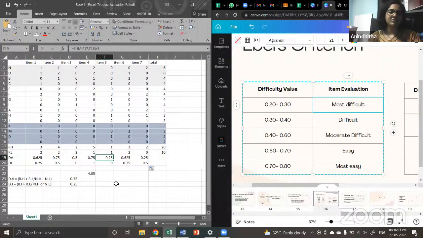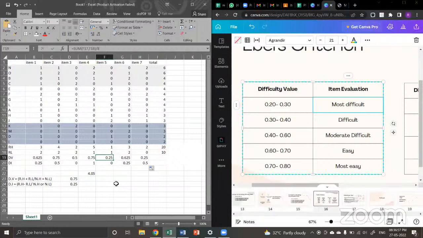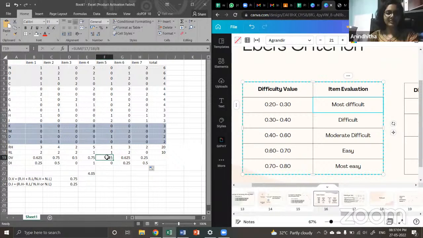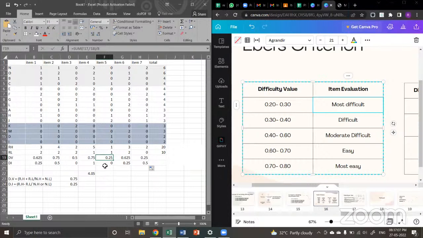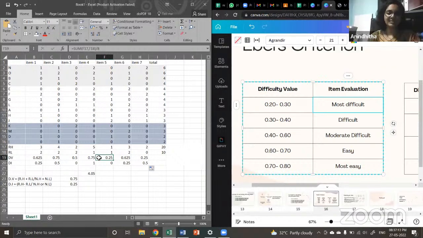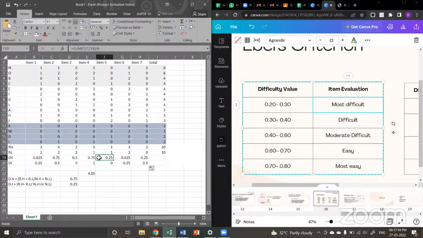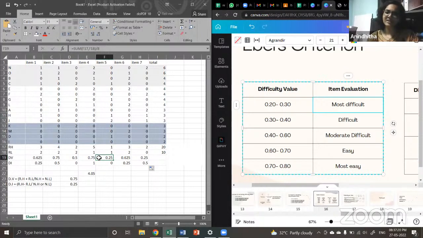Do we accept it or do we reject it? When this is moderate difficult, why do you want to disturb that? Item number 5, sir. Item number 5 is 0.25. Oh, 0.25. Okay. So should we accept that? Yeah, you should accept, right? But only 25% of my entire sample have been able to answer that question. So will it make sense to me to just accept it as this?